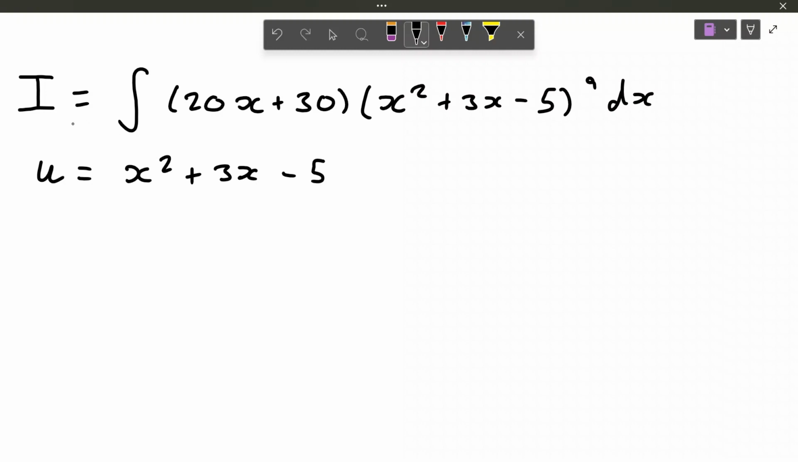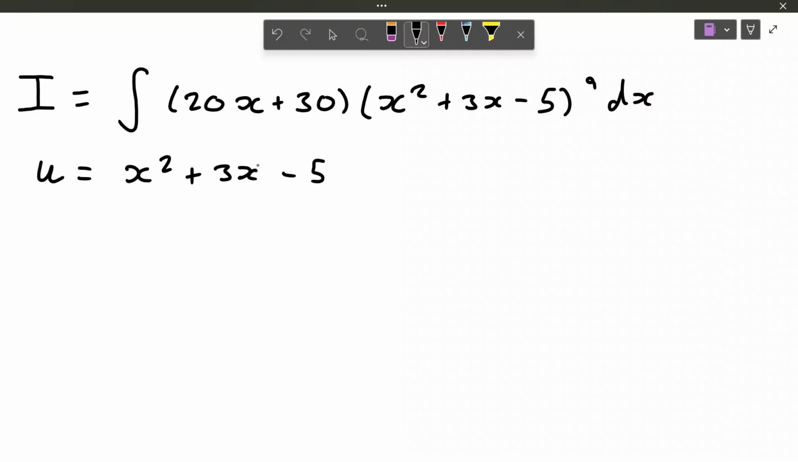Now the idea is, instead of having this integral, which is right now a function of x, and we're integrating with respect to dx, we want this to be a function of u and integrating with du, with the idea being that that integral will be equivalent but easier to solve.